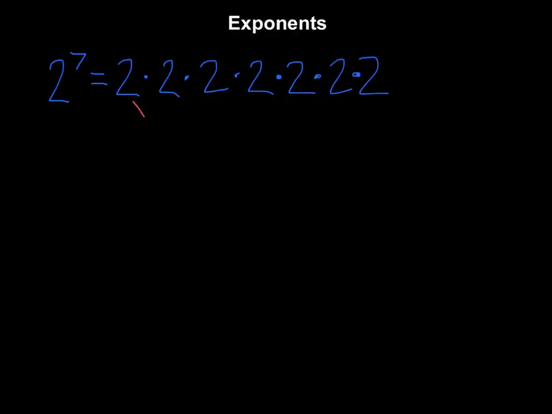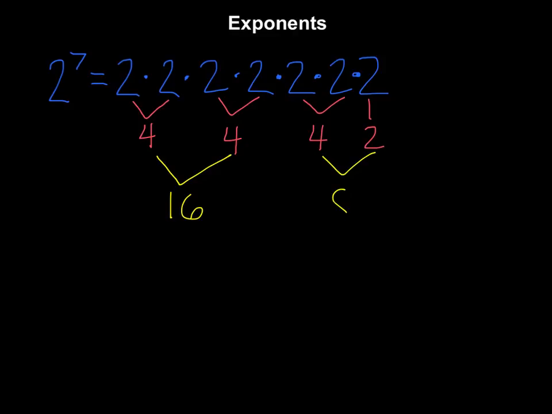So I would take 2 and 2 and make 4. Take another 2 and 2, make another 4. Take another 2 and 2, make 4. And I've got a leftover 2. From there, I could do 4 times 4 is 16, and 4 times 2 is 8, and now I just have a little bit of scratch work now to finish this off. 8 times 16.